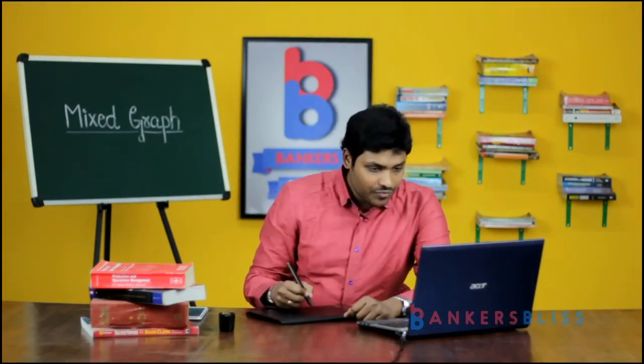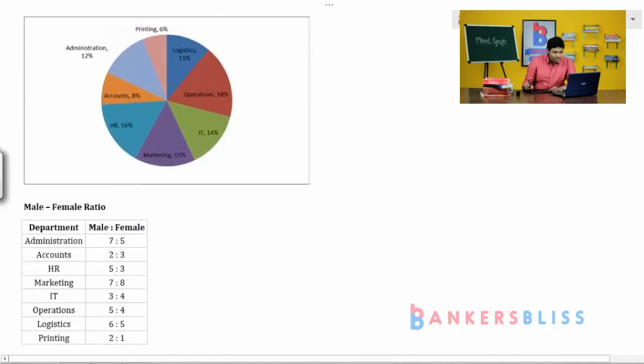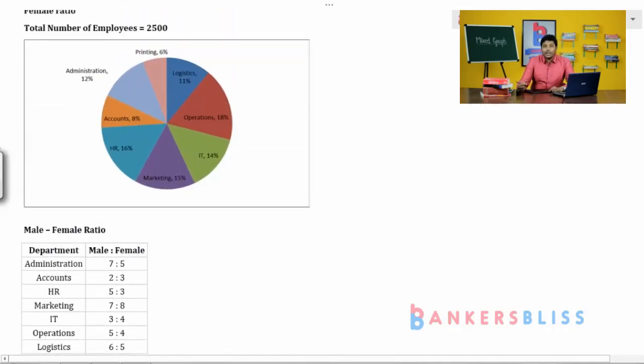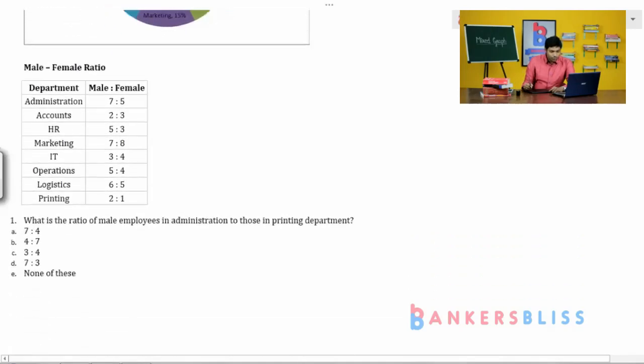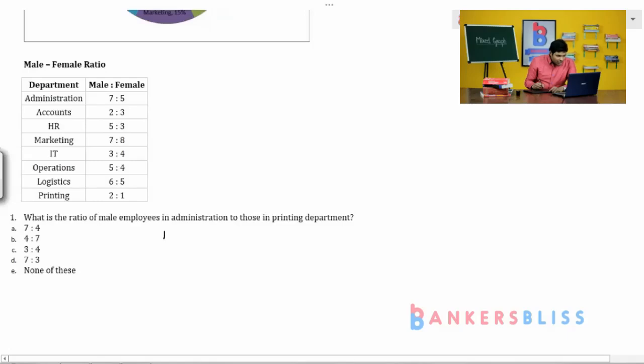So administration, how many percent does it form? Administration is forming 12%, means 12% on 2500. Next, printing forms 6%, again 6% on 2500. Both the data are calculated on the same value, that is 2500. So you neglect 2500 and you consider only the percentage values. So what you have to calculate? You have to calculate administration by printing, that too male. Administration male by printing male, you have to calculate.